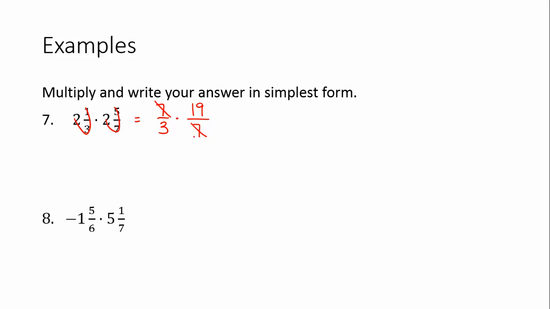Those 7's both reduce. 7 goes into 7 one time. You're left with 1/3 times 19/1. So when we multiply across the top, we get 19. Multiply across the bottom, we get 3.